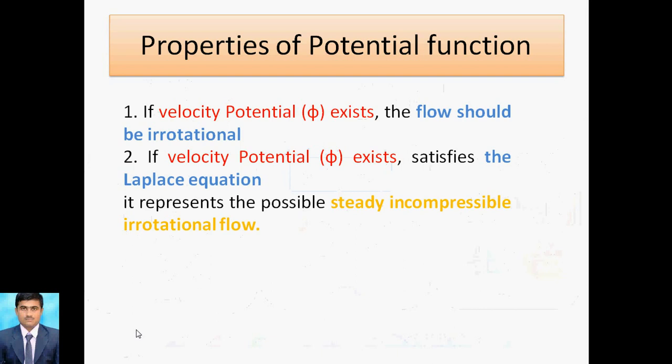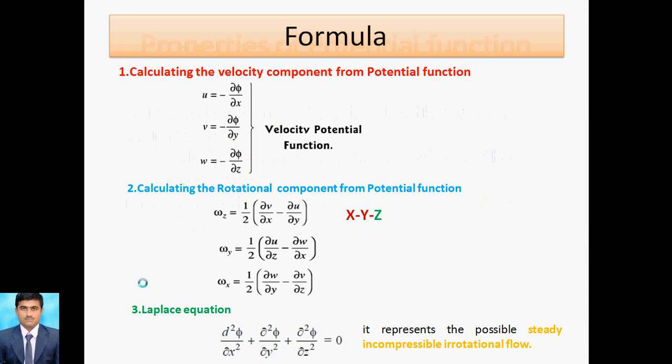The most important property for velocity potential motion is that the flow should be irrotational, then it satisfies the Laplace equation. If it satisfies the Laplace equation, it represents steady, incompressible and irrotational flow. So whenever velocity potential motion is possible, we can say that steady flow, incompressible flow, and irrotational flow are there. Okay, now we move to the formula.